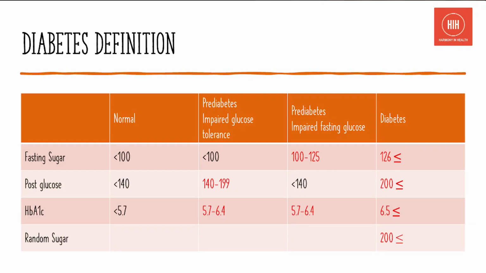Talking about the post-glucose sugar, in a normal individual, the post-glucose blood sugar that is measured after 2 hours of consuming 75 grams of glucose is generally below 140. It is between 140 and 200 in a person who has pre-diabetes, also referred to as impaired glucose tolerance, and in an individual with diabetes, the post-glucose sugar is generally crossing 200.